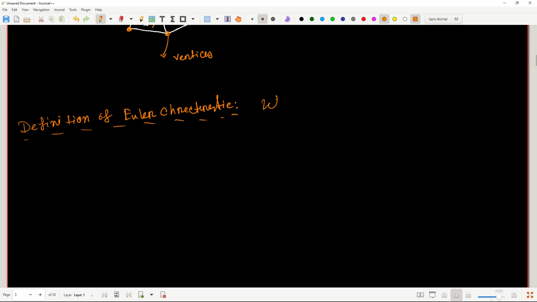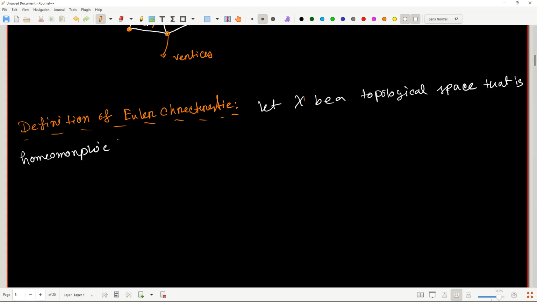Let X be a topological space that is homeomorphic to some polyhedron. Let's call that polyhedron K.